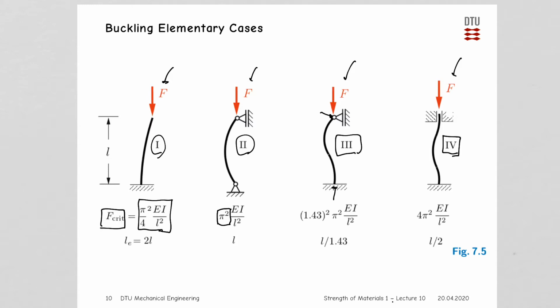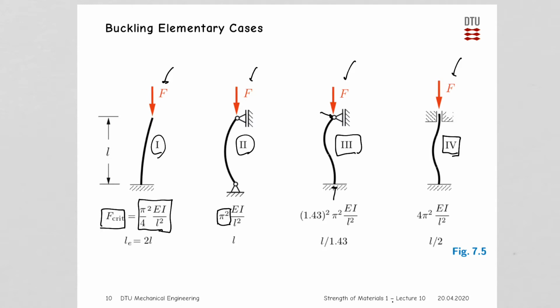So if we compare that, for instance, to case 1, we can see here that we need 16 times higher load for case 4 in order for that case to buckle than we had for case 1. So how do we compute these numbers, and where did these funny pi squared factors come from? We will see that in the forthcoming slide.